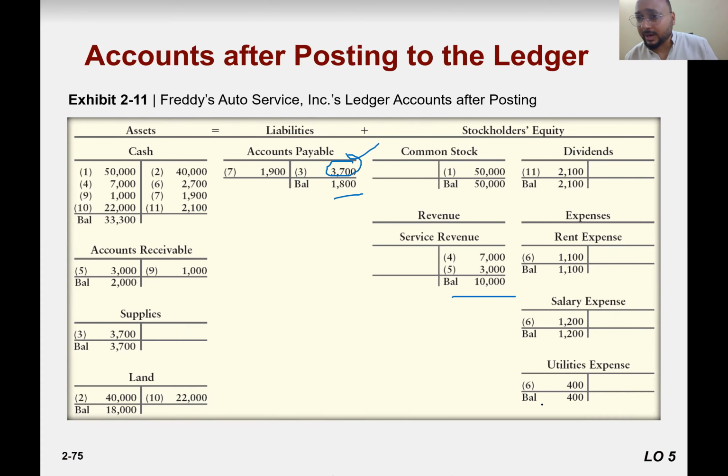So what is the balance right now in cash after receiving the payment and after paying the payments? We have a balance of 33,300. What is the balance of our revenue? The balance of our revenue is 10,000. What is the balance of our land? How much land do we have in our assets? So the balance of land is only 18,000. How much do customers still need to pay us? This is the balance. So the customers still need to pay us 2,000. Right, everyone? This is how we interpret it.